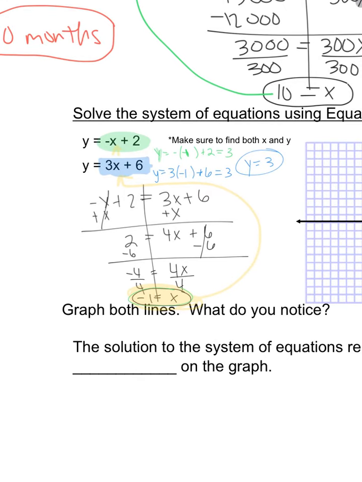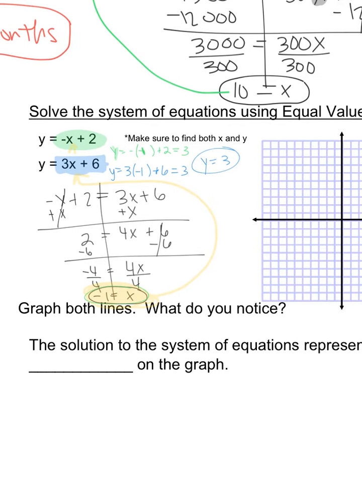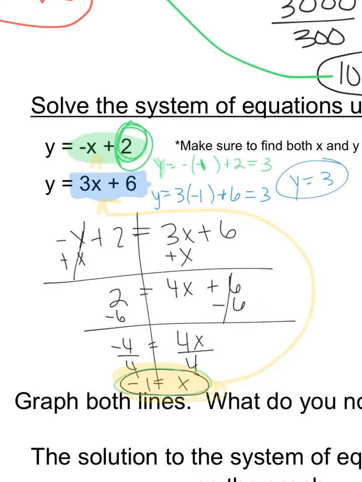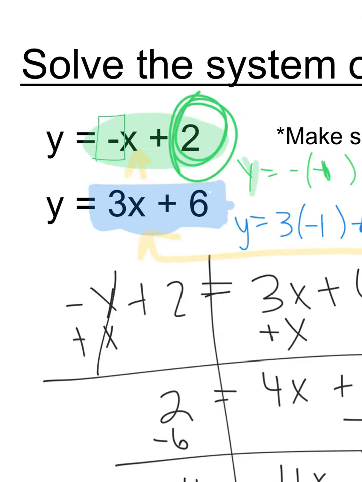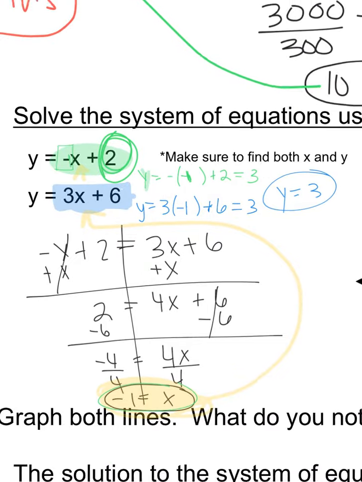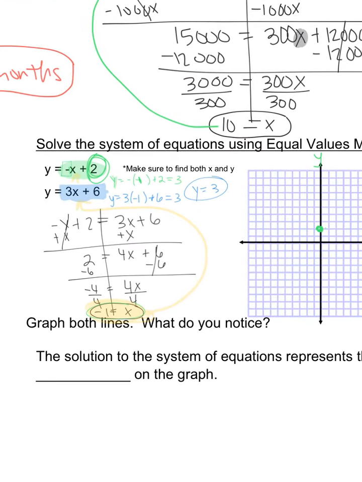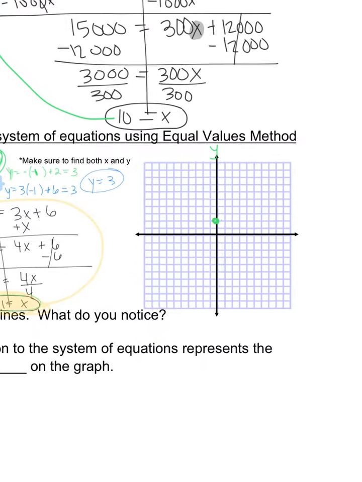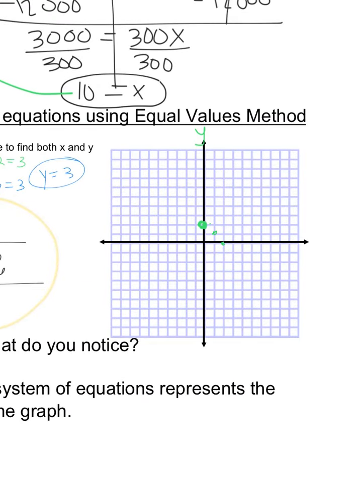The second step of this problem says graph both lines. What do you notice? So let's graph y equals negative x plus 2. The plus 2 at the end is called the y-intercept. So we put our first dot up at 2 on the y-axis. And the slope, the number in front of the x, in this case is negative 1. That means on our graph, we're going to go down 1 over 1 every time we make a dot. Down 1 over 1, and we can draw the line across.